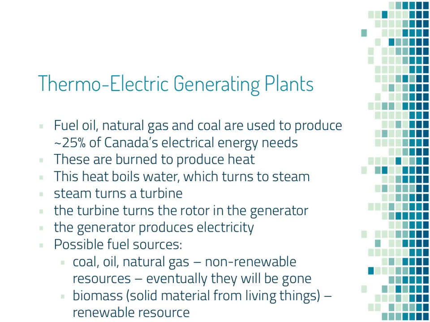Thermo-electric generating plants. Fuels such as oil, natural gas, and coal are used to produce approximately 25% of Canada's electrical energy. They are burned and produce heat. This heat boils water, which turns into steam. The steam is directed through piping to turn a turbine. This turbine turns the rotor in a generator, and the generator produces electricity.